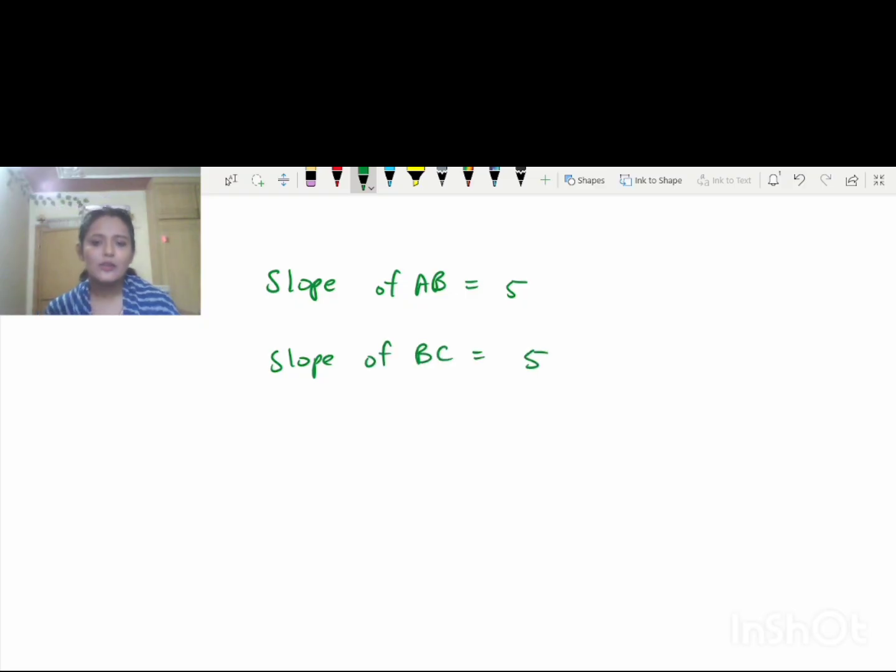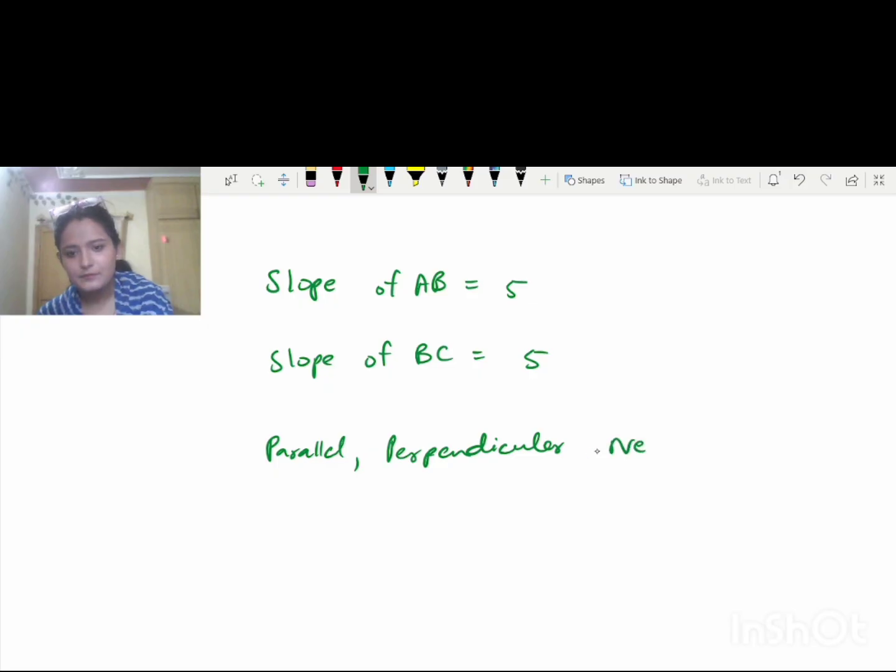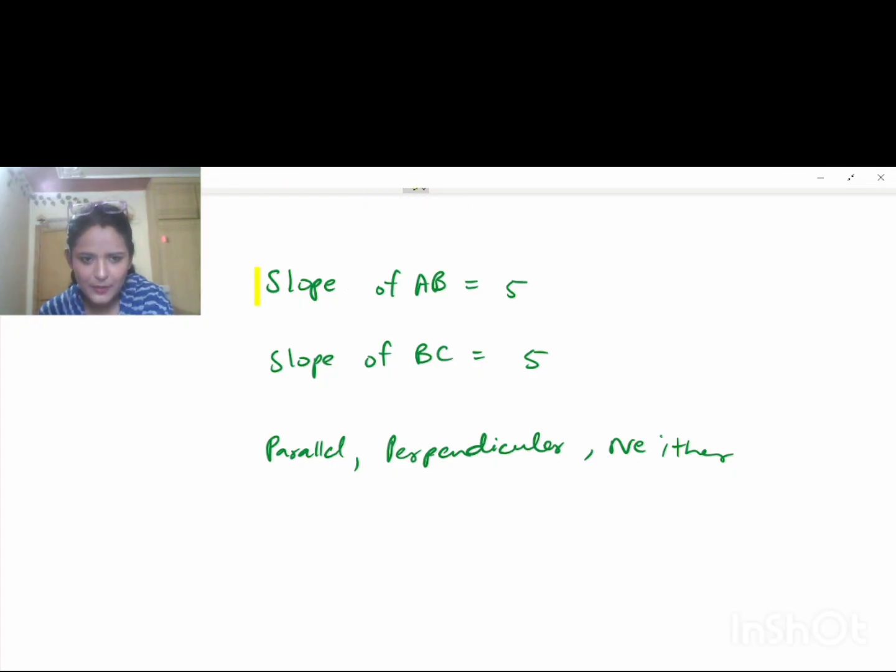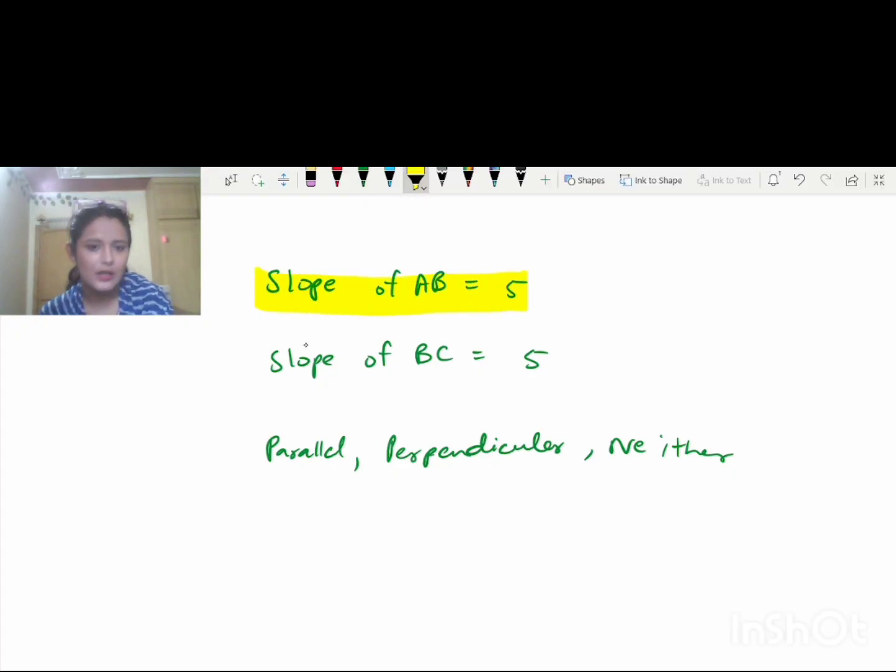Okay, now you are gonna tell me, by seeing their slopes, whether these lines are parallel, perpendicular, or neither. Make a judgment. Let's say this question comes in your paper, and you will see very carefully that the slope of AB line is given, which is 5. The slope of BC line is given, which is again 5.